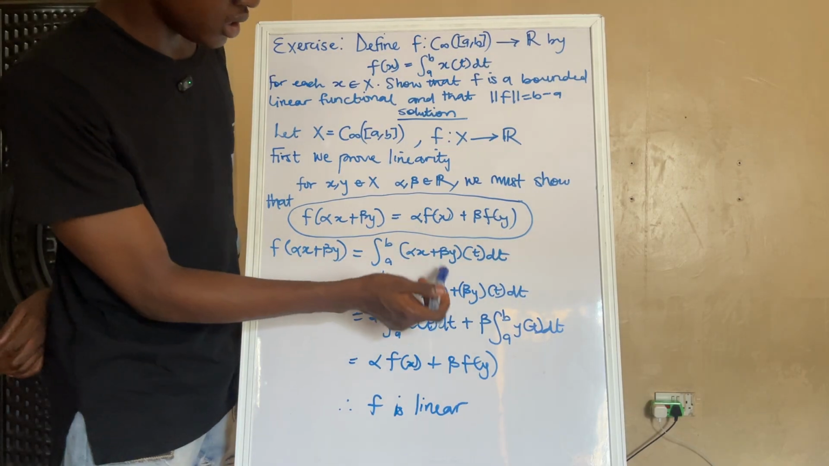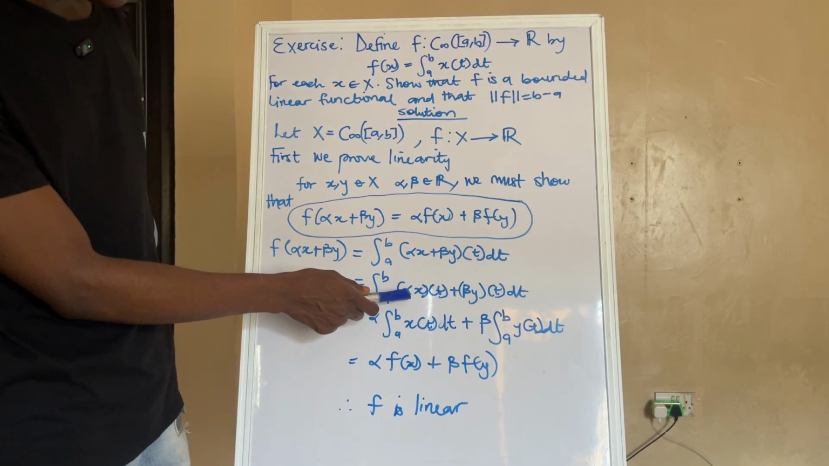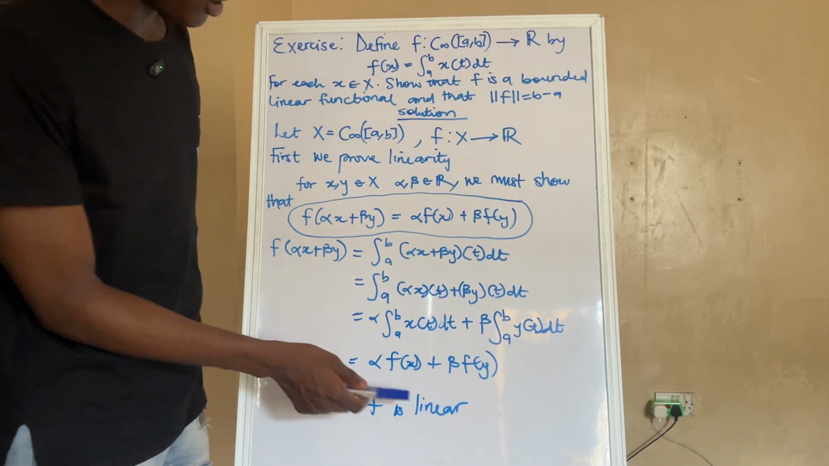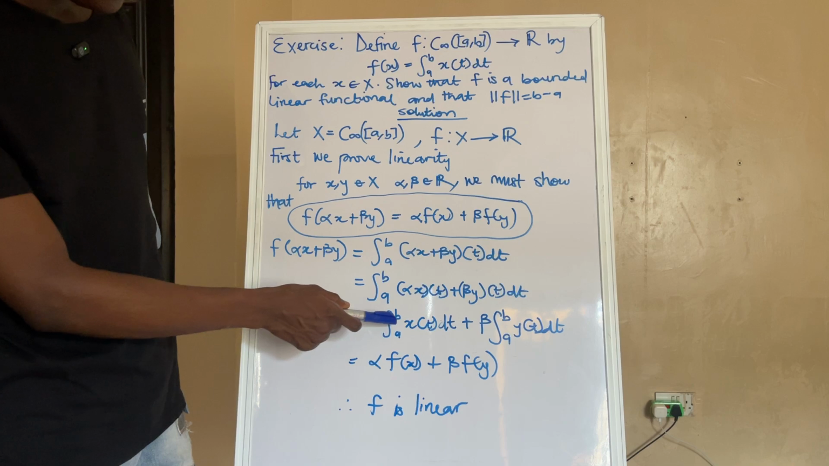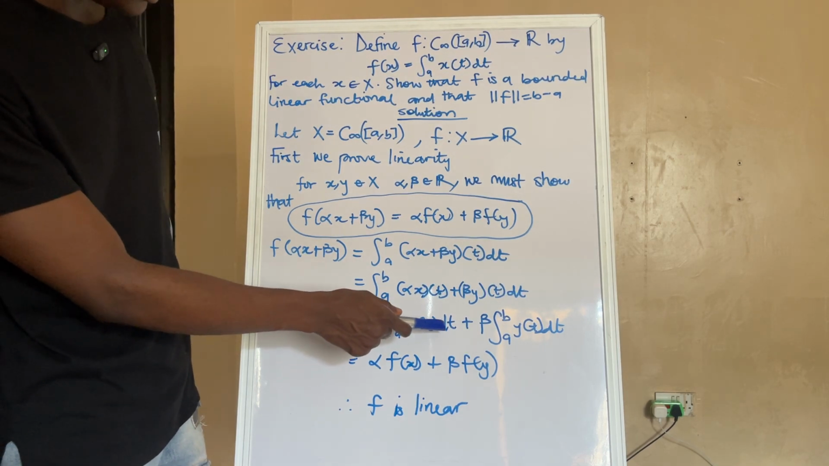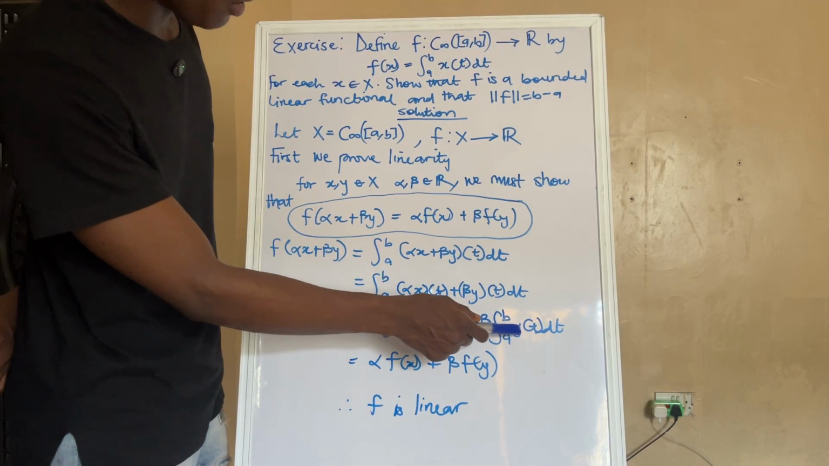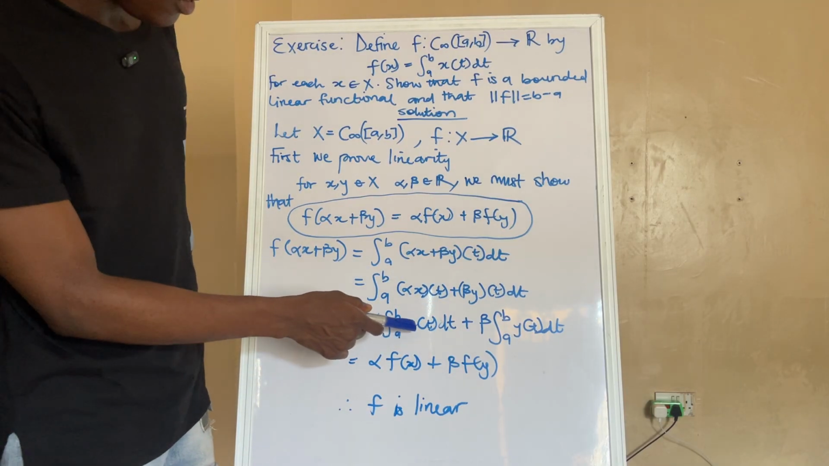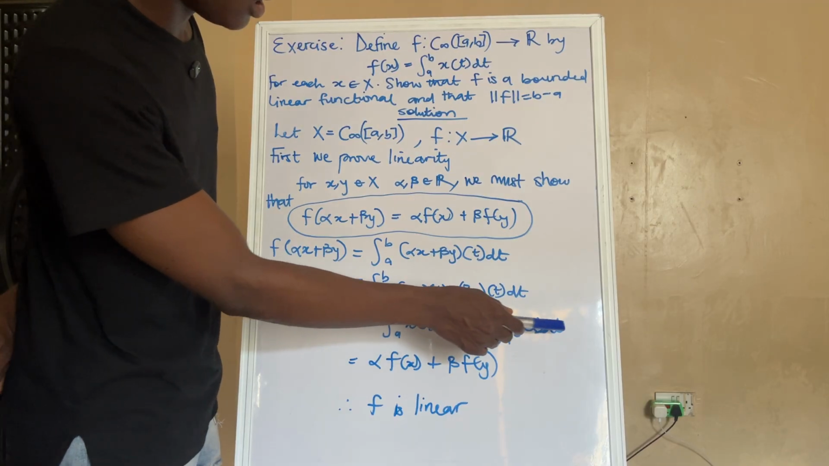We are still following the same step. So after this step, I can now bring alpha out, and also split the integration into two. So that gives me this next step. So I have alpha times the integration from a to b of x of t dt, plus beta. You bring out beta here. Since beta is next to y, we are going to have y inside this integration. So we have alpha times the integral of x of t dt, then beta times the integral of y of t dt.